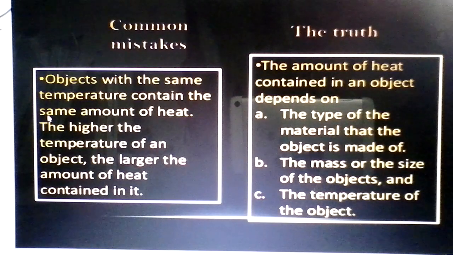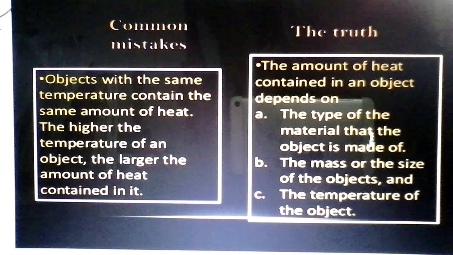Okay, now the common mistake made by some of the students. Common mistake: objects with the same temperature contain the same amount of heat. The higher the temperature of the object, the larger the amount of heat contained in it. Is it true or not?